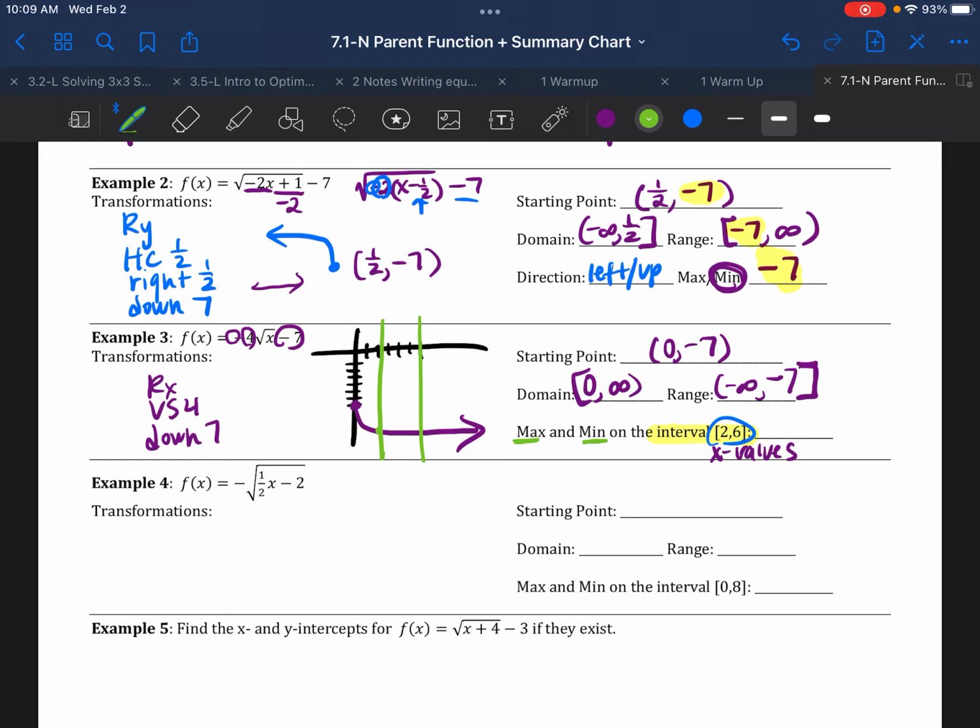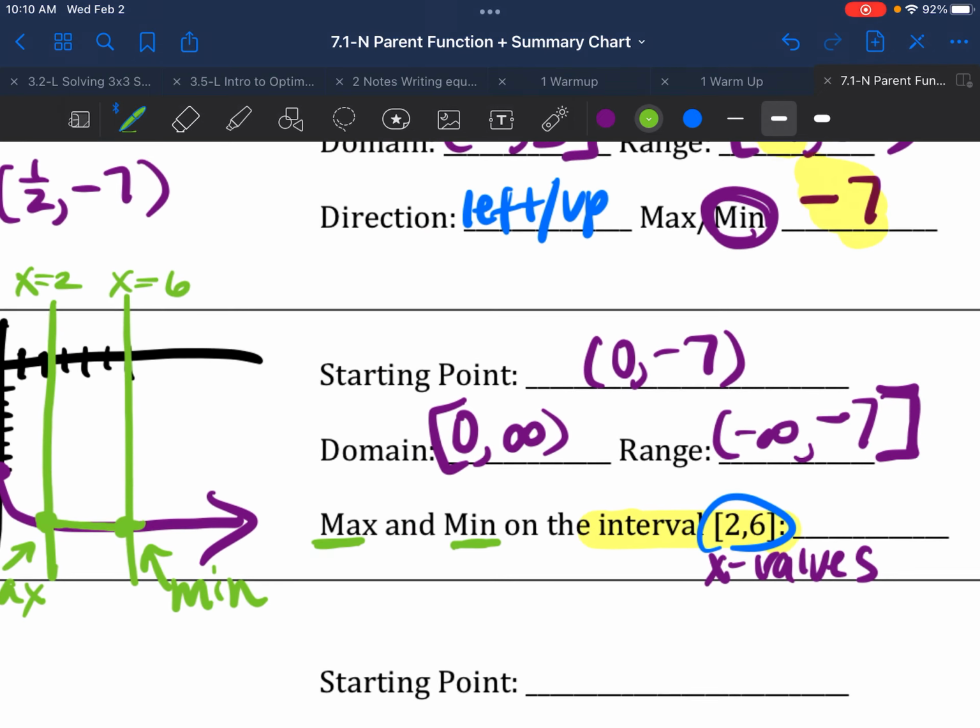And so this function, the y value here is higher than the y value here because this function is decreasing as you go to the right. And so this is going to be our maximum because max refers to y values. And then this is going to be our minimum. Okay, so I have to plug in x equals 2 and x equals 6 to get those max and min values. And these aren't going to be pretty because we're dealing with square root here.